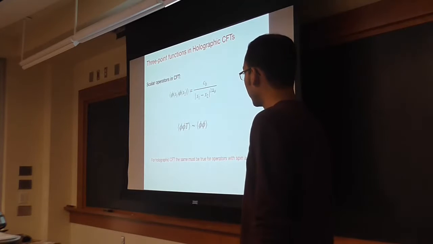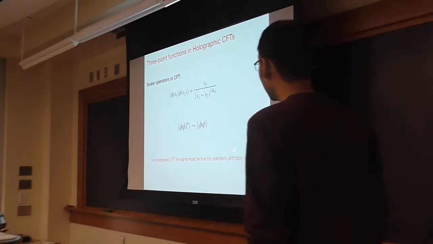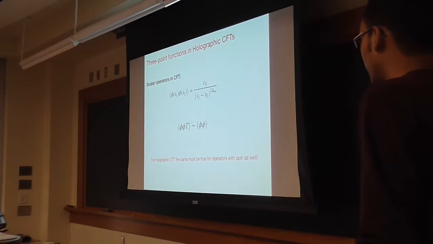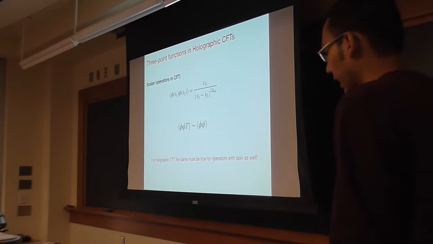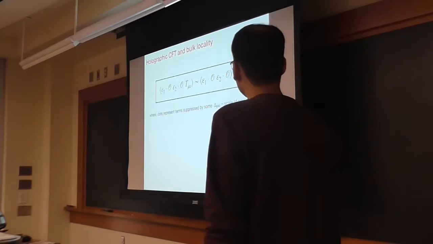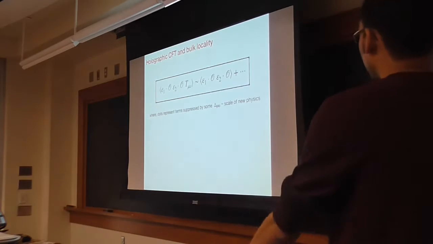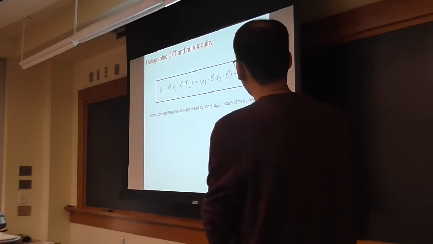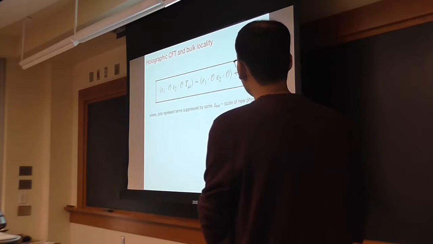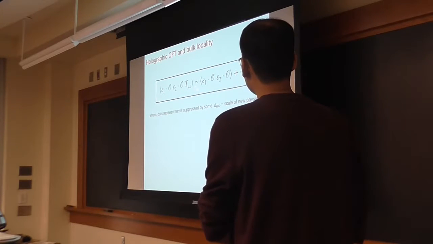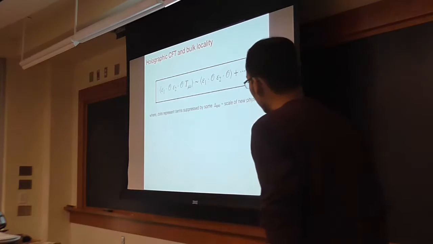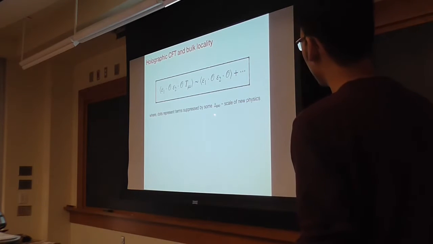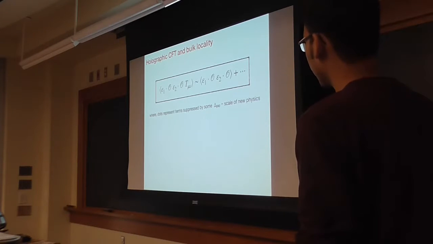But for holographic CFTs, this expression should be true for operators with spin as well. Let me explain why. Or let me first tell you what I mean. If I have operators with spin, O, T, mu, for holographic CFTs, it should be completely determined by the 2-point function, plus there will be small corrections. And this correction should be suppressed by a gap, which is basically a scale of new fields.